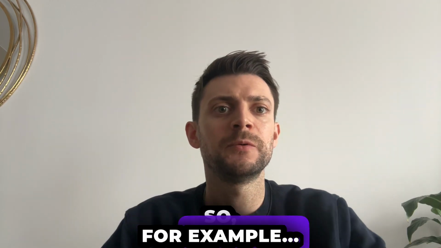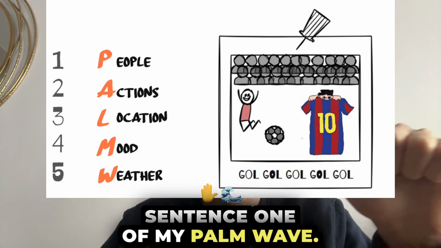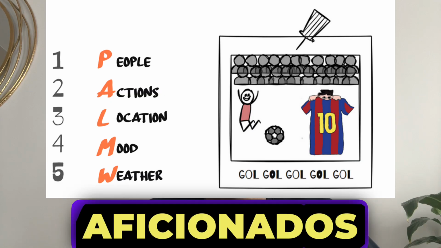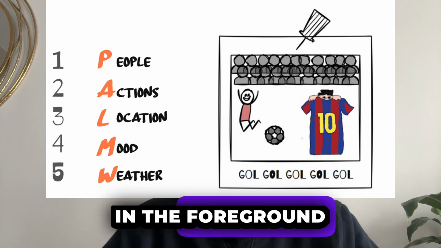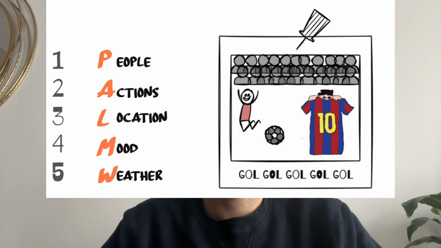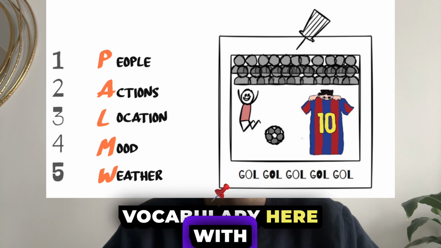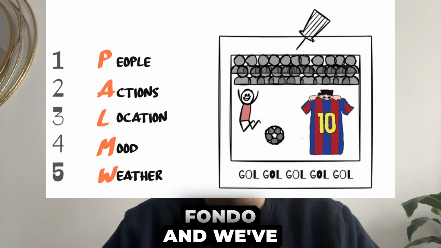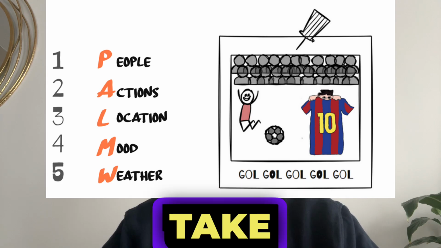So for example, I have this image of a footballer celebrating a goal. Sentence 1 of my palm wave. En la imagen se pueden ver a 2 personas en primer plano y muchos aficionados en el fondo. In the image, you can see 2 people in the foreground and many fans in the background. So to start with, I have really nice photo-specific vocabulary here with se pueden ver and primer plano and en el fondo. And we've chunked these together so there's not actually that much learning that needs to take place.